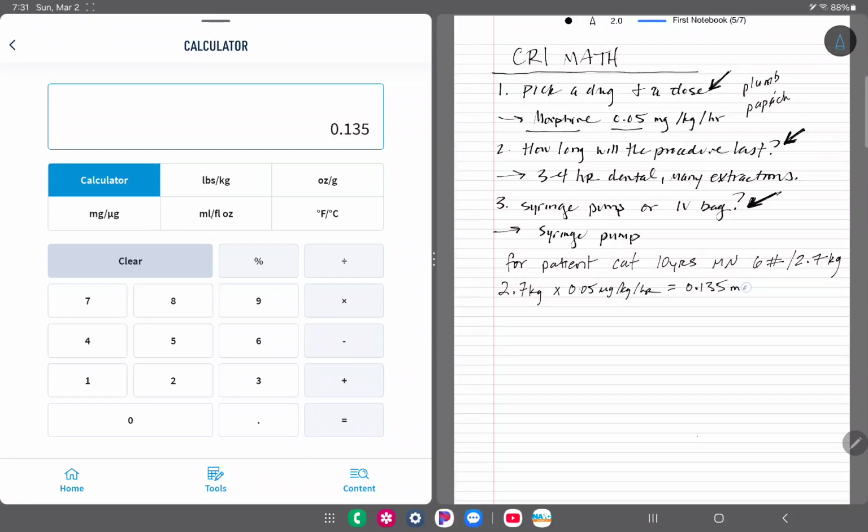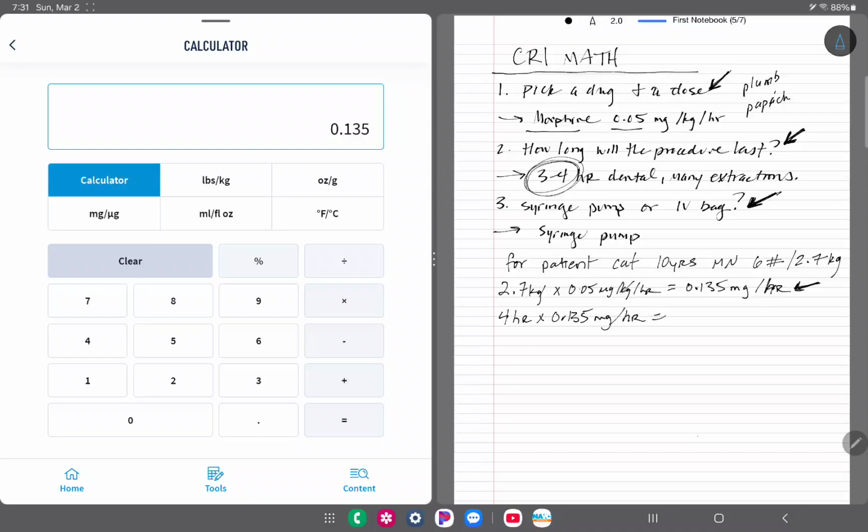This will be mg per hour. Oopsies. Because the kgs would cross out in that equation. Now, this is only per hour. I've already stated that we're thinking it's going to be a 3 to 4 hour dental. So let's be generous and say that 4 hours of time is needed, times that 0.135 mg per hour dose that we need.